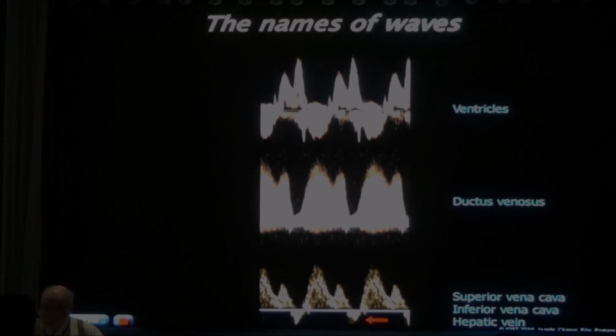E represents the early diastolic filling. So this is just the beginning of diastole. So what is the event in the heart just before diastole? It's systole. And what is the part of systole right before diastole? It is the end of systole.